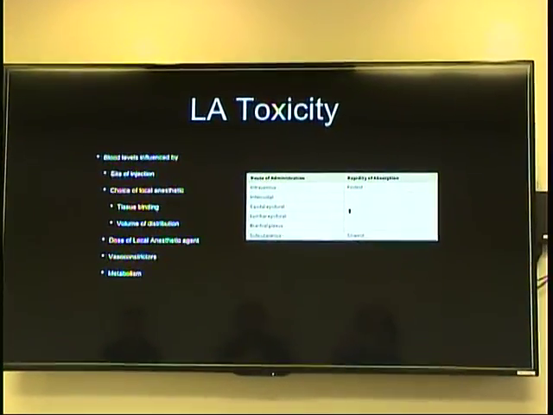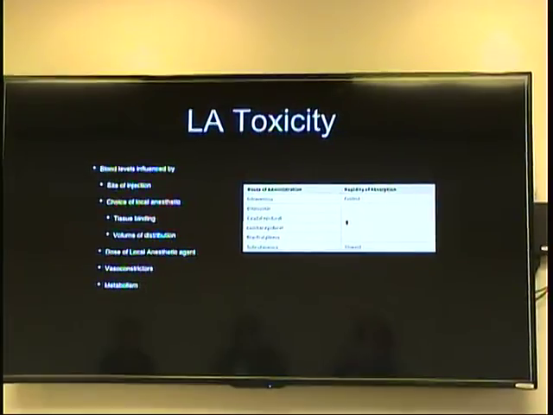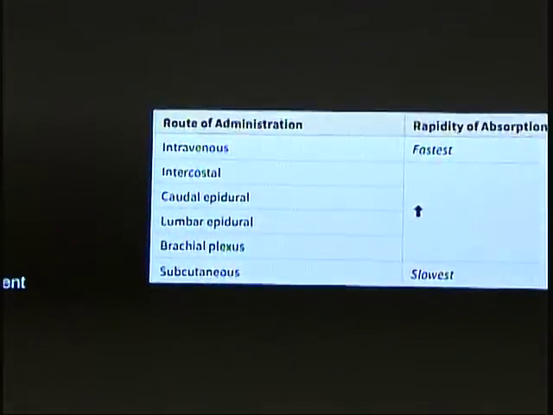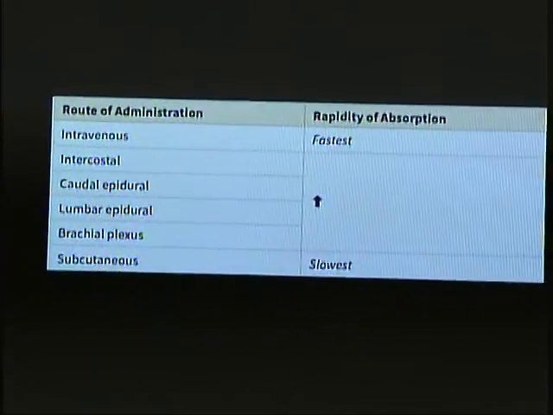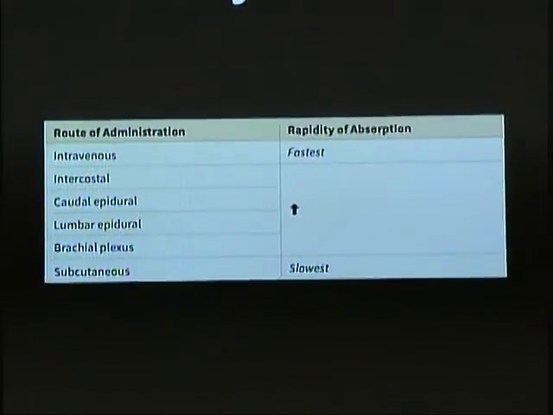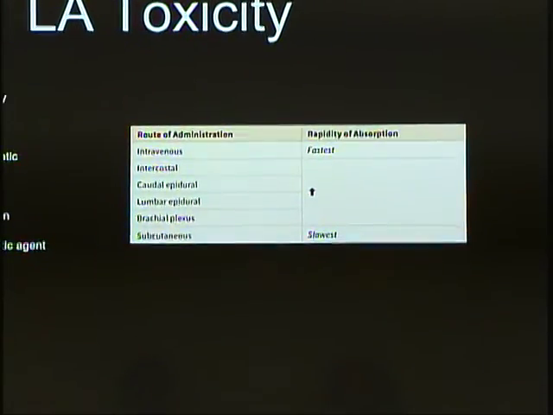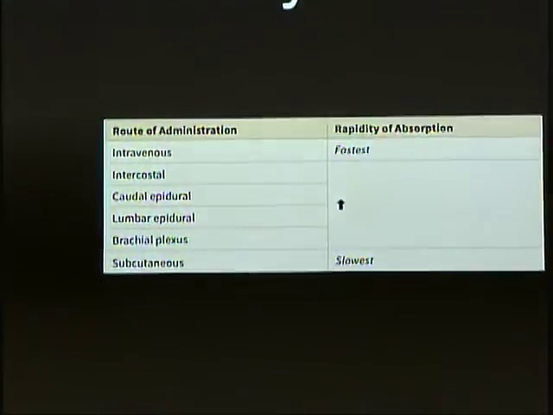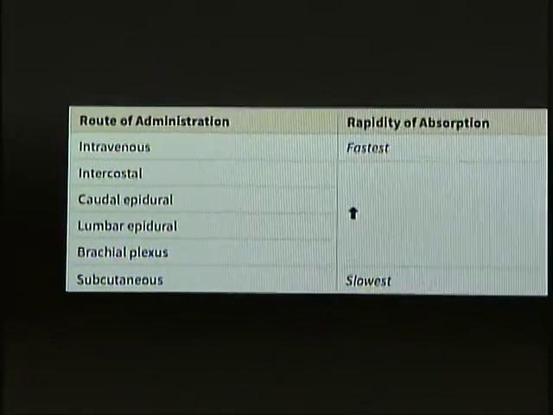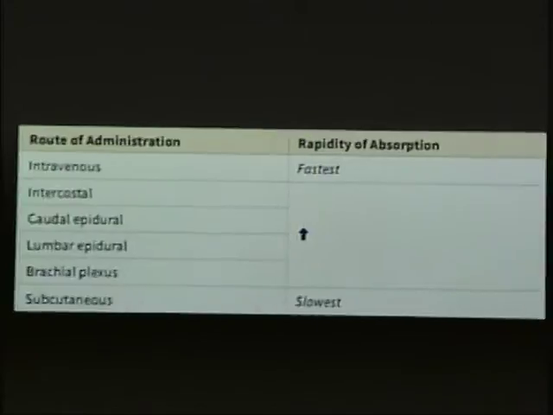Another thing that affects toxicity is if you put vasoconstrictors in it, like epinephrine, which is used a lot. The reason you're able to give a higher dose before you worry about toxicity is that you're constricting the vessels, so you're getting less flow into the vasculature. So less is being taken up into the brain or the heart.